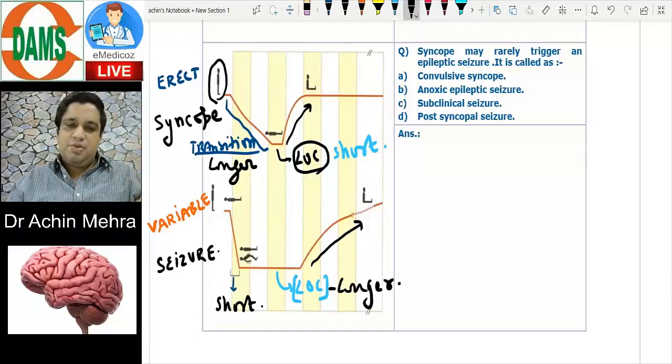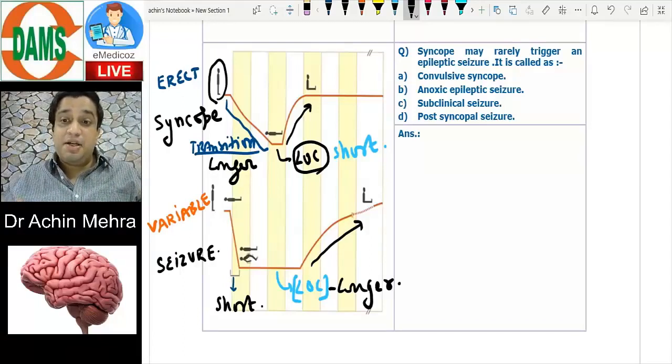Okay. So we got a transition which is longer in duration in a syncopal attack, with the duration of loss of consciousness maybe shorter, and the recovery is obviously fast in them. In a seizure episode, the transition is shorter, the duration of the loss of consciousness is longer, and the recovery is much longer than a syncopal attack. Okay, I'll come to a table also that we got with us to explain this better. Now the question stands in a very different way.